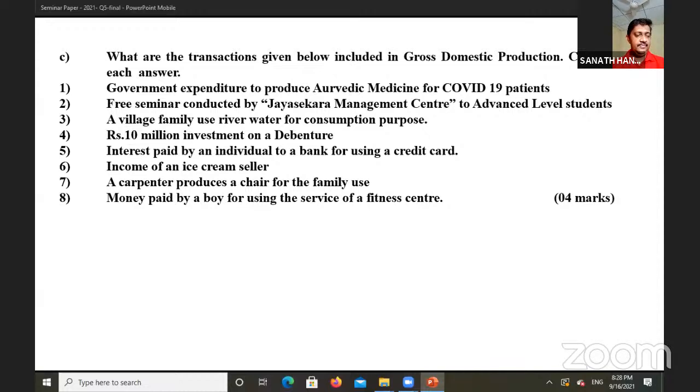Write down, second one, not included in GDP. If we had taken a charge from you, then it would go into GDP. Not included in GDP.